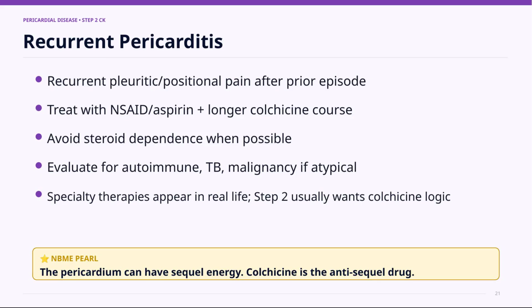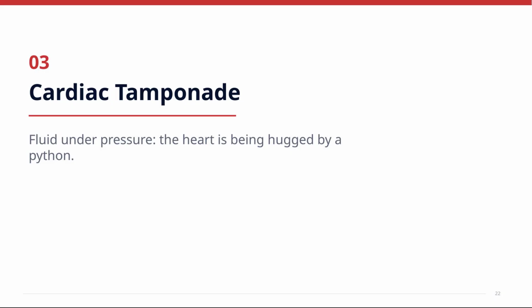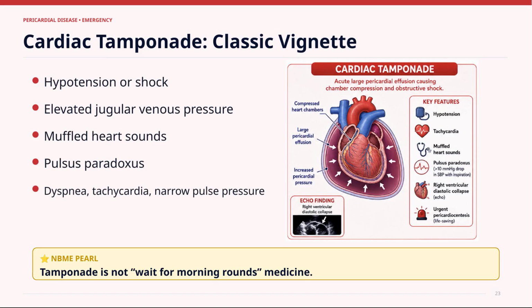Chapter 3. Cardiac Tamponade. Fluid, under pressure. The heart is being hugged by a python, and pythons do not let go. Here's your vignette. Hypotension or frank shock. Elevated jugular venous pressure. Muffled heart sounds. Pulsus paradoxus. Dyspnea, tachycardia, and a narrow pulse pressure.